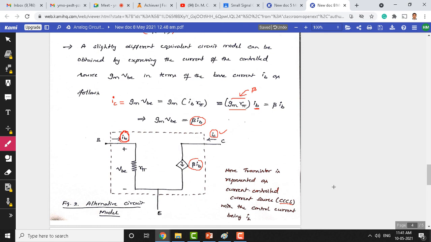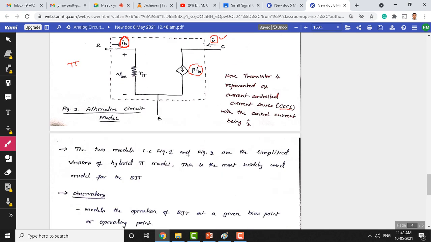So, I advise the students to get familiar with both the models, even though both are hybrid pi models. Hybrid is because we use different components like resistors and current sources. That is why the name is hybrid model. The reason it is called a pi model is that this looks like an inverted pi, and the circuit structure also looks like that. So this is called the second version of the hybrid pi model.